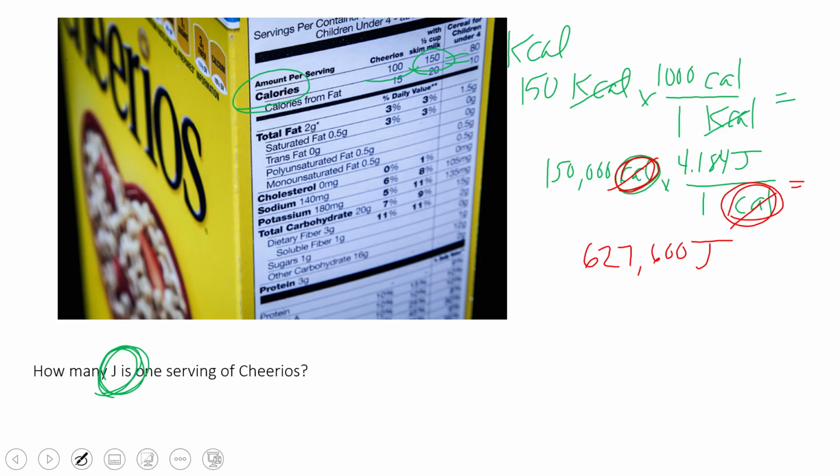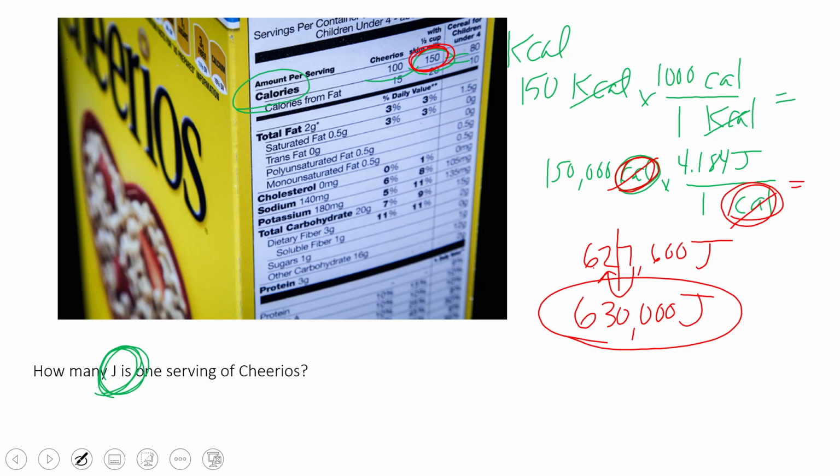And let's see, is this our final answer? We started with 150 as our calorie serving. So we're going to call that two significant figures. So we're going to say 1, 2. That 7 is going to make that a 3. So 630,000 joules of heat in that one serving of Cheerios.